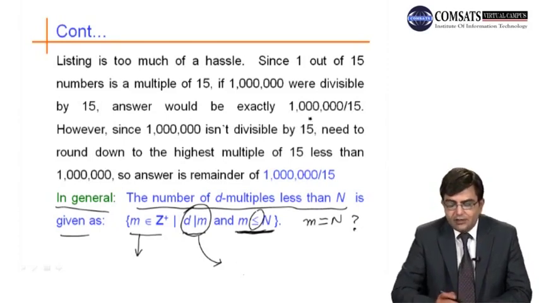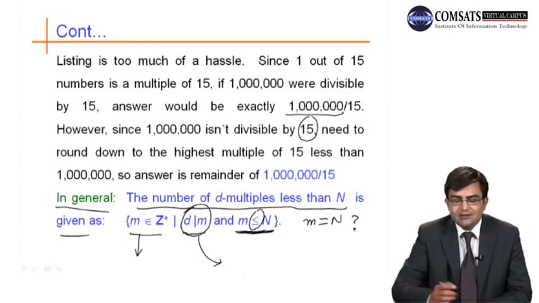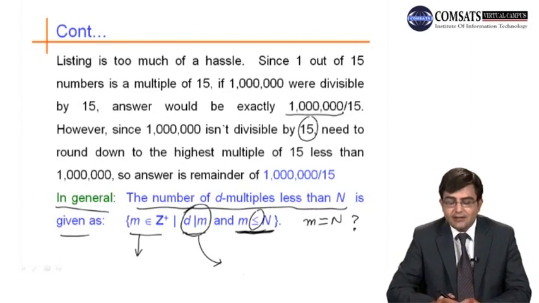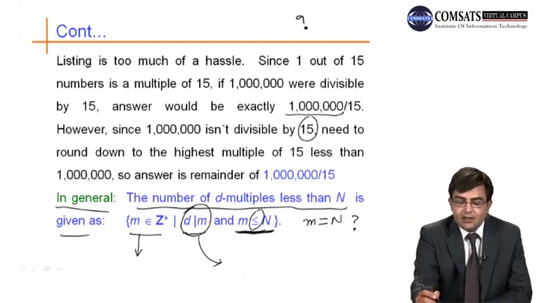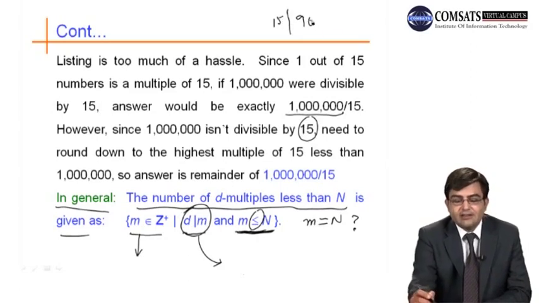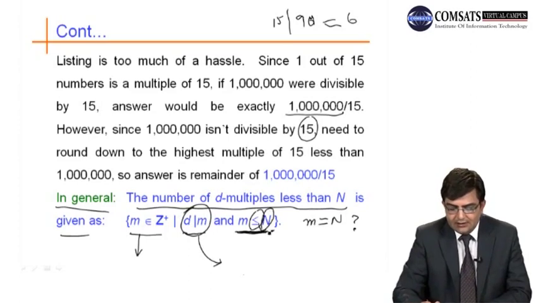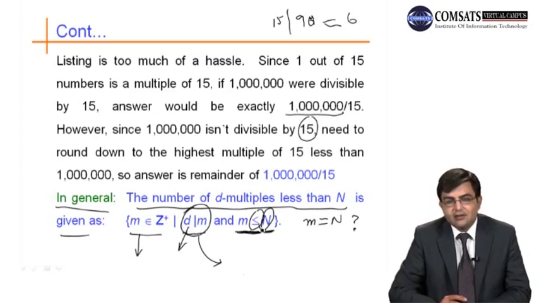When m is equal to n, this is true if the number is exactly divisible by d. Here this number is not exactly divisible by 15, but if it were some number, for example 90, which 15 divides completely, then the answer is 6. So if this number is completely divisible by d, then we can take m equal to n.